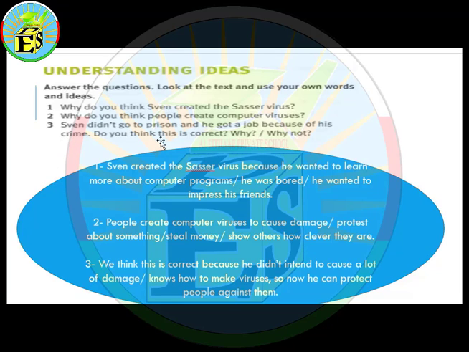3. Sven didn't go to prison and he got a job because of his crime. Do you think this is correct? Why? And why not? We think this is correct because he didn't intend to cause a lot of damage. Or he knows how to make viruses, so now he can protect people against them.